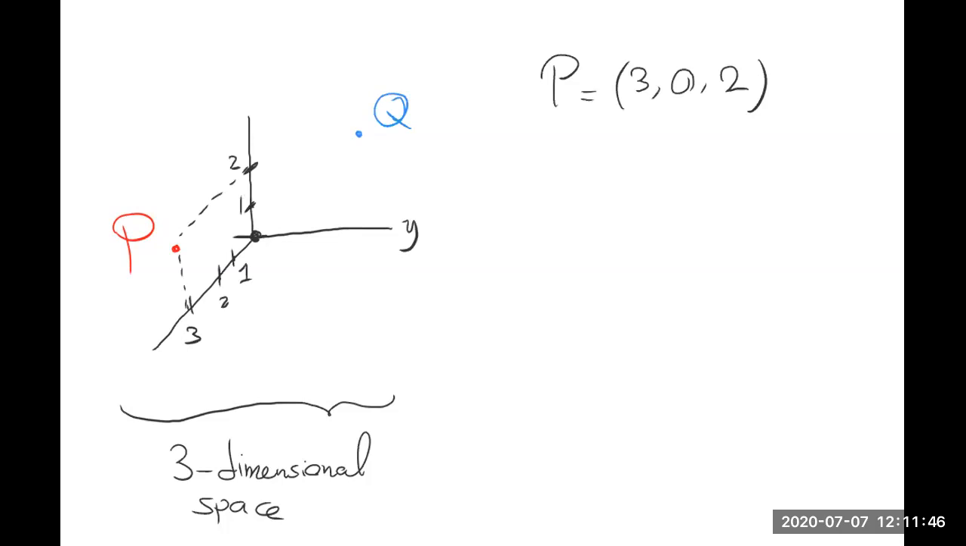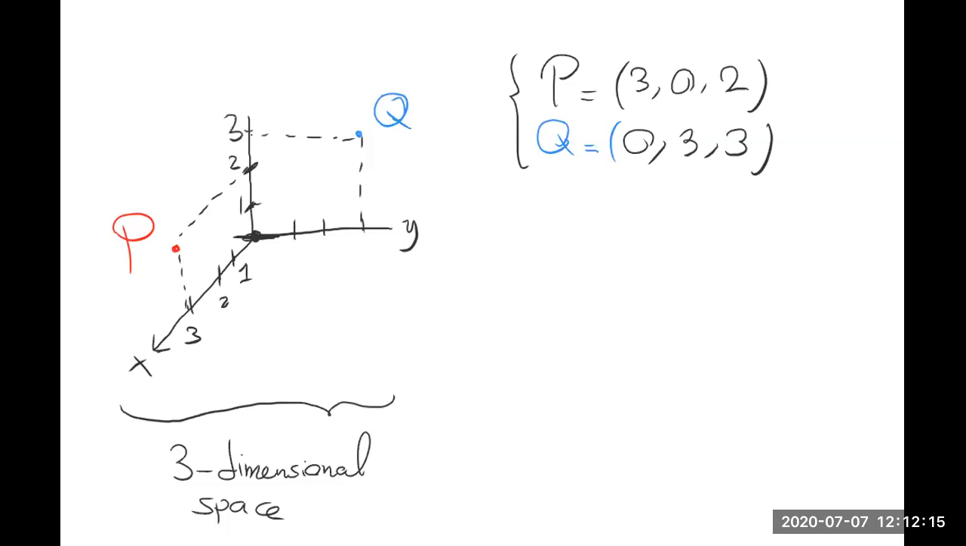What about Q? It seems the first coordinate of Q is 0. If we look, Q is here. The first coordinate is 0. The second coordinate is 3. The last coordinate is also 3, right? I'm just saying some numbers, they don't really matter.